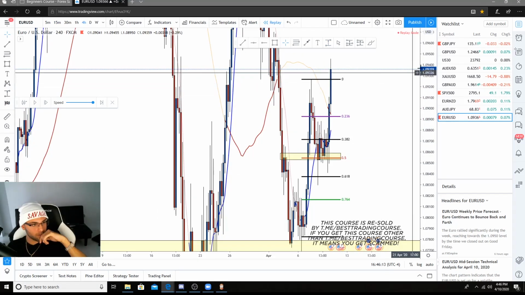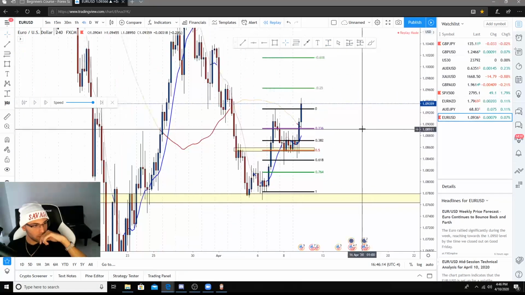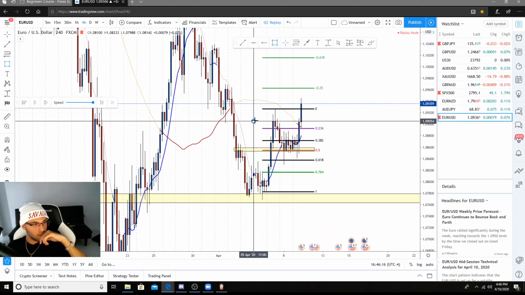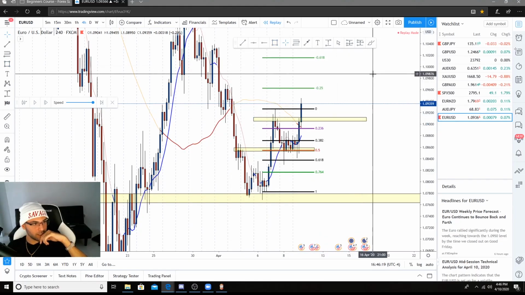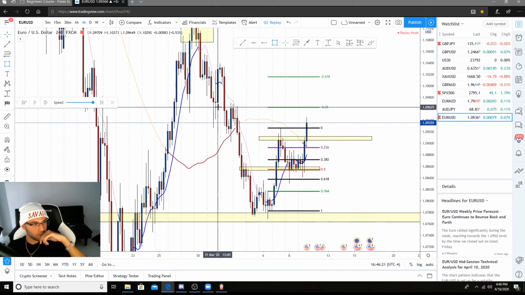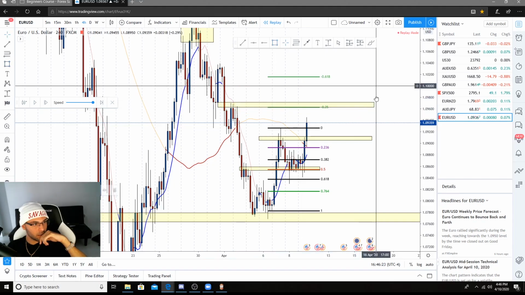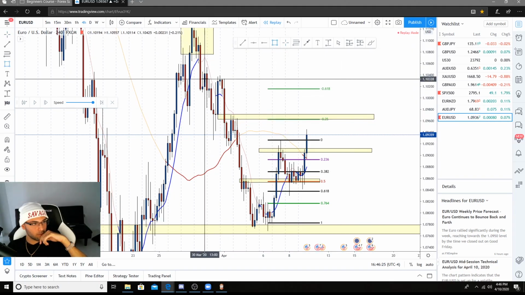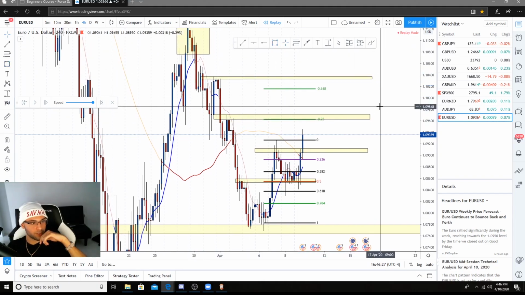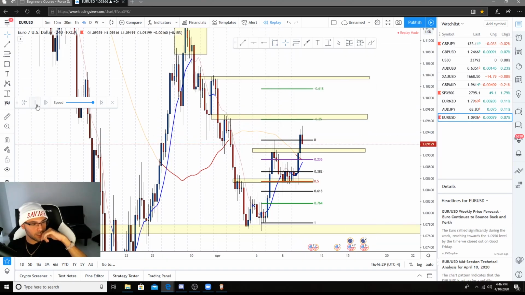Let's go to the 4 hour. Look at this. We had next resistance here. Next resistance here. Now we have previous next resistance here, which is previous resistance. So let's just keep pressing play.